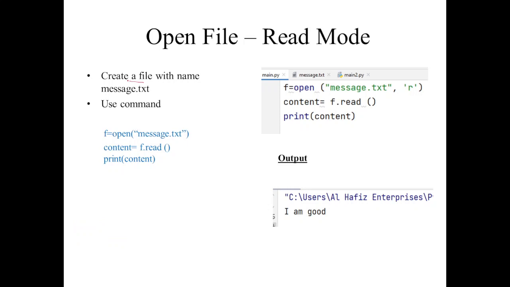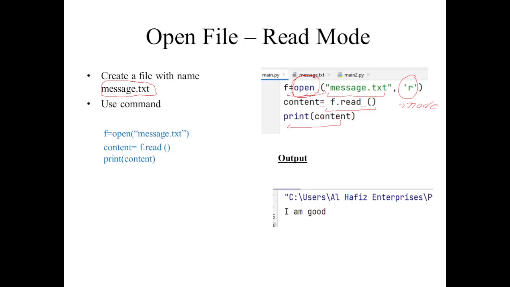Here an example is given which we can use in Python. First of all, we will create a file using code with the name message.txt, and not only will it create the file, it will open the file. We will use open here, and open means we are going to open the file, and this is the file name message.txt, and this is the mode. Read mode means we are going to view the file only. So in this case, we will use f.read and it will print the content.